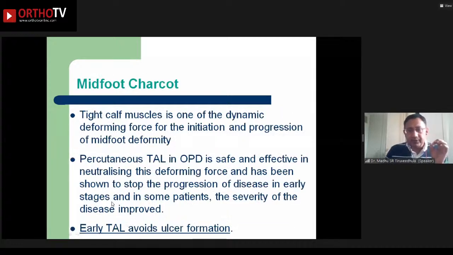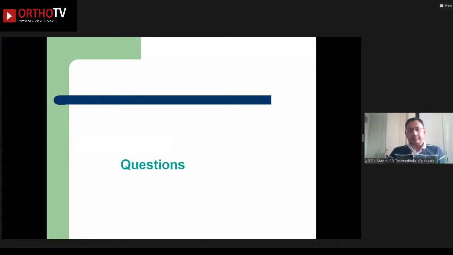And tight calf muscles, which are a most dynamic deforming force, have to be dealt with whenever the patient is seen early on. So percutaneous tendo-Achilles lengthening in an outpatient setting is very safe and very effective in neutralizing this deforming force. Hence, I strongly recommend early tendo-Achilles lengthening in all the Charcot patients you see in the clinic. Thank you.